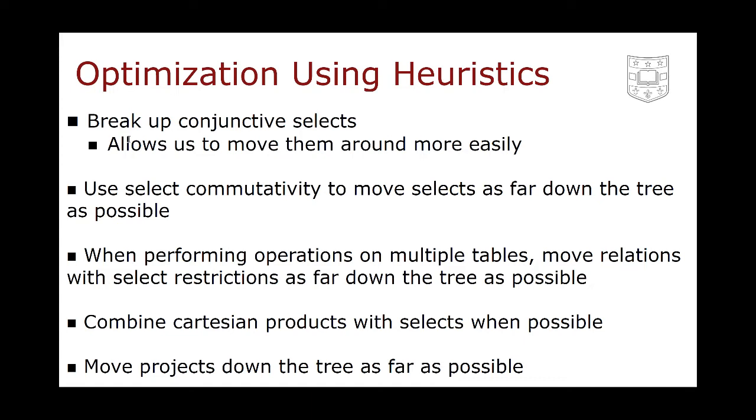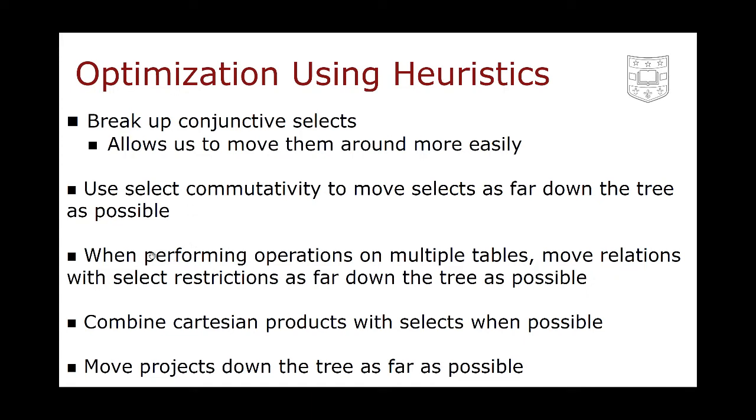There might be reasons why I cannot push them all the way to the bottom. If I have dependencies on other parts of the query tree, I'll only be able to push them so far down, but I'm going to try to push them as far down the tree as I possibly can so that they are performed as soon as possible. And then any other operations that are performed afterwards should see an improvement as a result because I've effectively reduced the size of my data set. Okay?